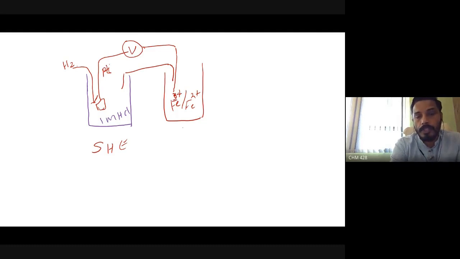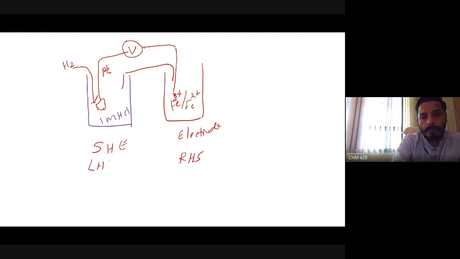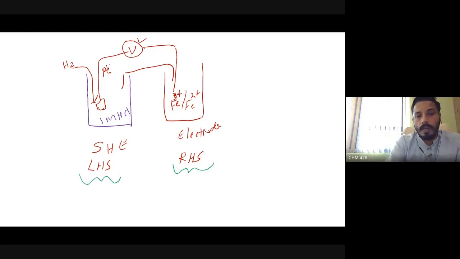Now this is your electrode system. You are measuring the electrode potential. So now you have 2 half cells, one on the right hand side, one on the left hand side, and you are simply measuring the voltage difference between the two. According to IUPAC convention, this is your right hand side half cell, this is your left hand side half cell, and together they constitute what is called the complete cell.